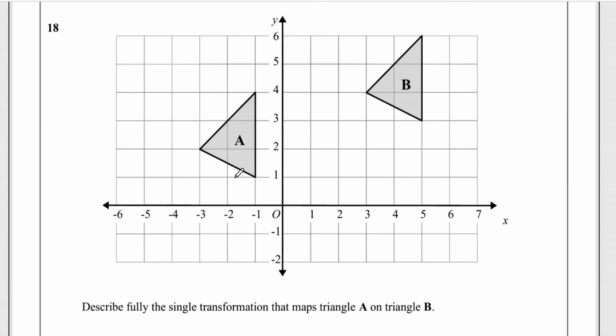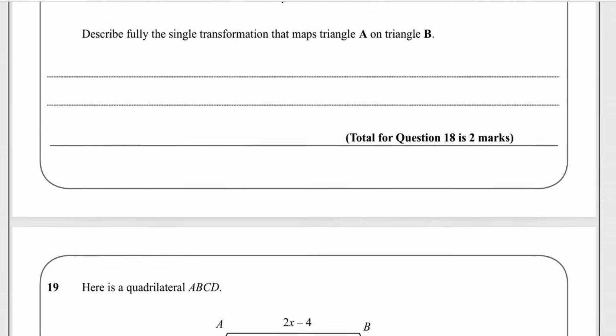Translation by what? If you look at it, this moved 1, 2, 3, 4, 5, 6. So on the x-axis, it moved 6, and on the y-axis, it moved 1, 2, 3. Okay, no, if you look at it this way, it was right here, so it moved just 1, 2. So this is 6, 2. A translation by the vector 6, 2.